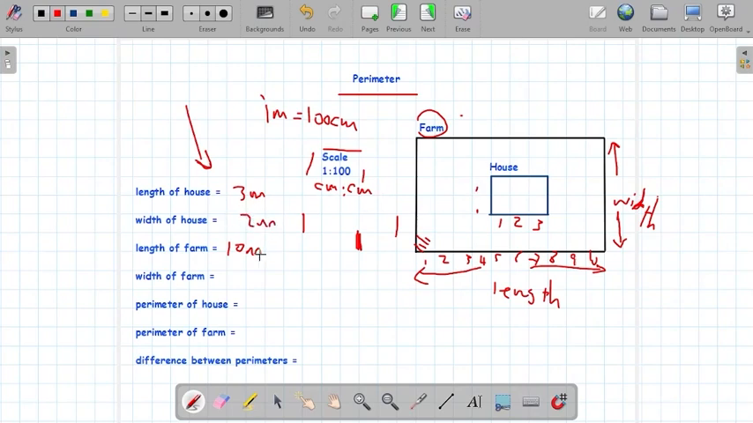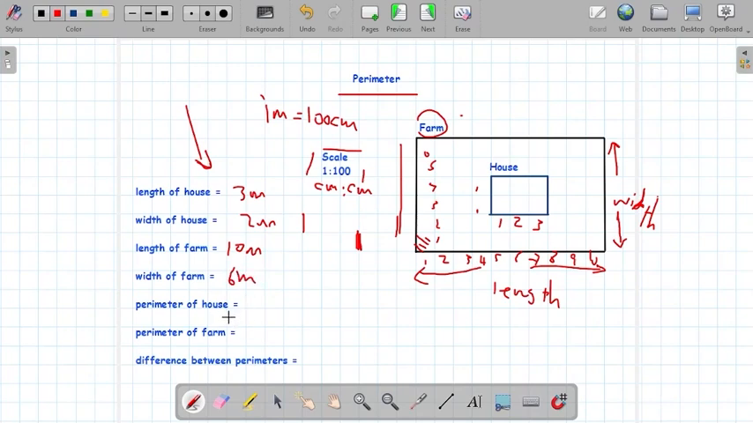As for the width of the farm, the farm has a length of 10. We answered that, but we didn't answer the width. The width will be like this. So this is representing the width. So 1, 2, 3, 4, 5, 6. It means that the width of the farm is 6 meters.